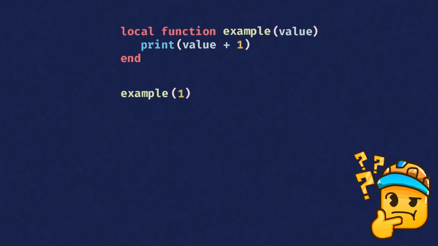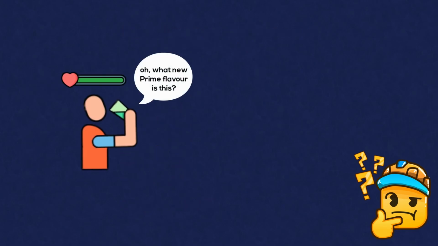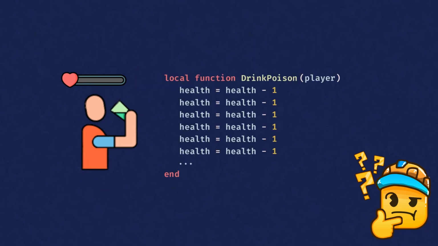But what if we want to repeat some code? Copy and pasting the code multiple times or continuously writing function call statements would be really inefficient. Because what if we want to repeat some code 100 times or even 1,000 times? For example, we might want to continuously deplete a player's health until it reaches zero because they drank some poison. Writing 100 separate instructions would be really time consuming and it would be difficult to edit and keep track of.